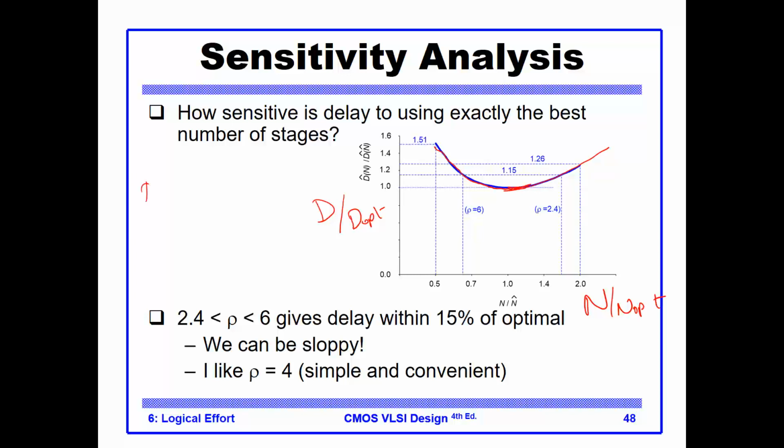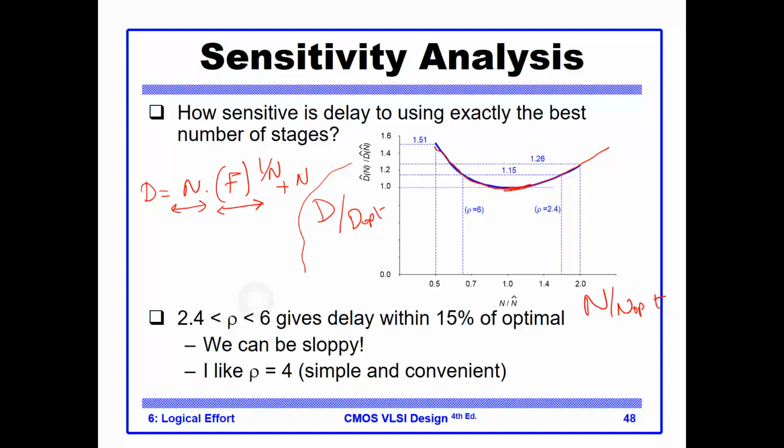Well, the reason is that the delay, notice, is equal to n times the nth root of f, plus some kind of parasitic term. If I use an inverter, it will be some kind of n here. Notice that this term diminishes with large n, but it increases with small n. This term increases with large n and diminishes with small n.